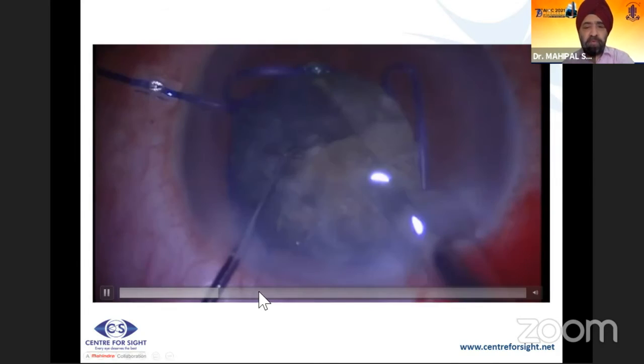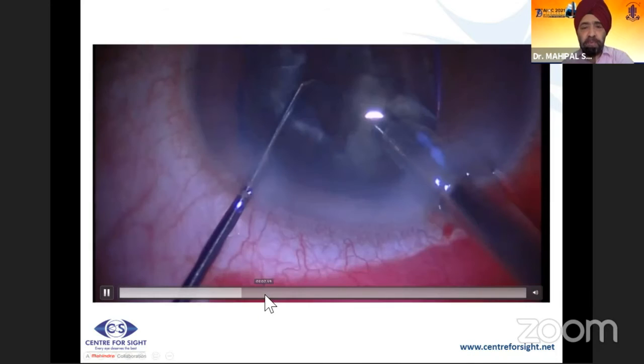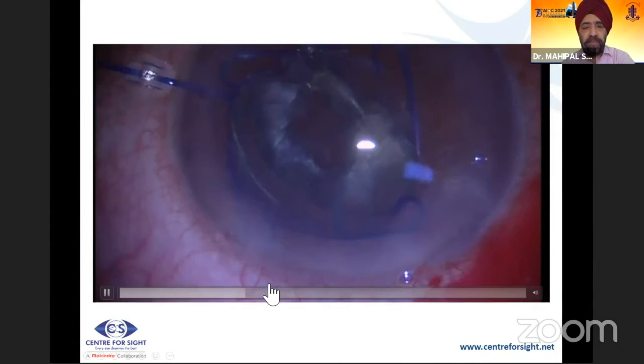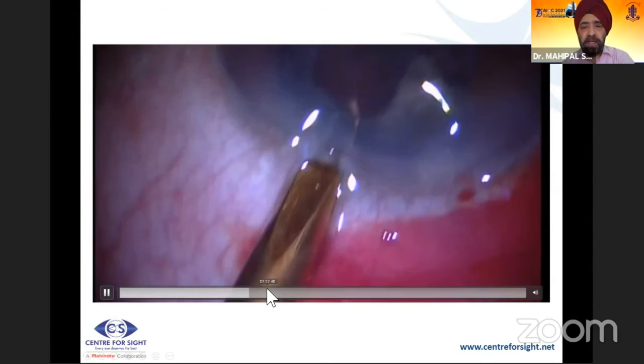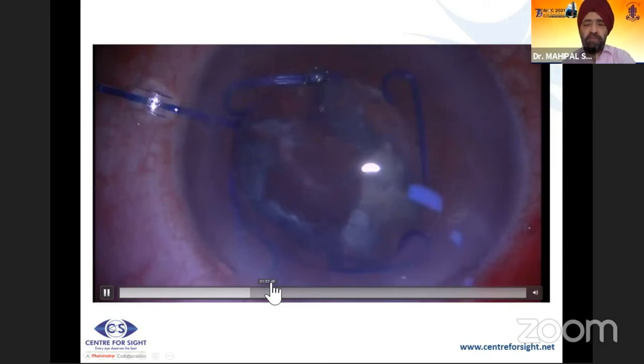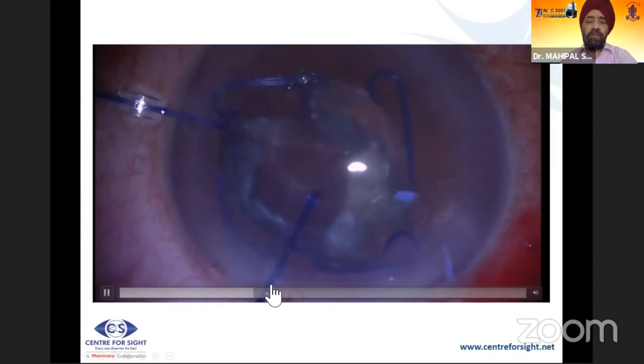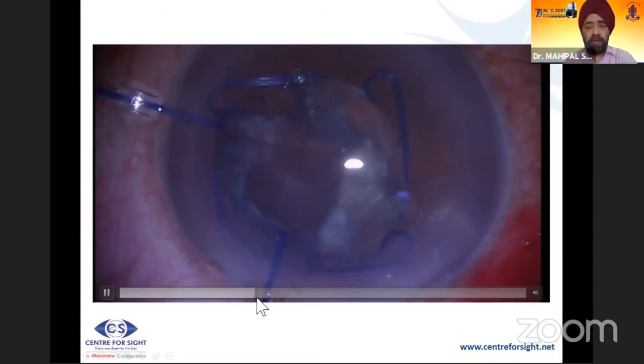Let's go a little forward. You can again see that there is a problem here. This is the huge dehiscence which is in this particular case. So ideal is that we should keep it compressed with the viscoelastic. Again, we have put viscoelastic, and there is a second hook that we are putting to stabilize the capsular bag.